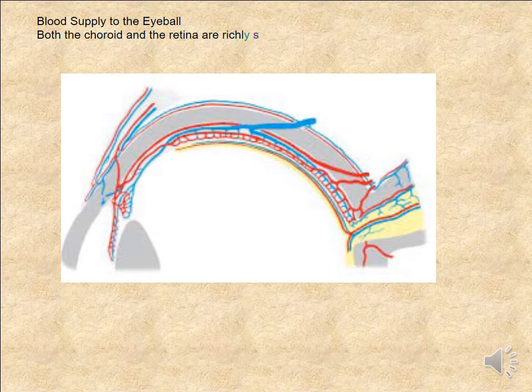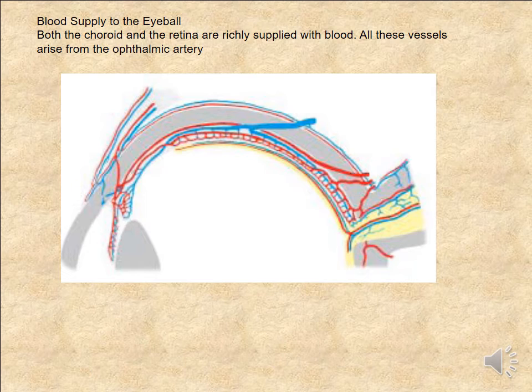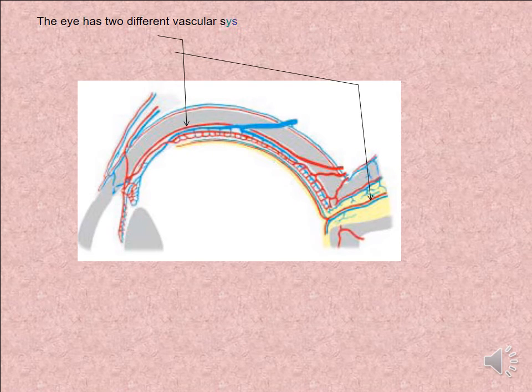The blood supply to the eyeball. Both the choroid and the retina are richly supplied with blood. All these vessels arise from the ophthalmic artery. In fact, the retina, because of its importance, was created with a rich blood supply. We have two different vascular systems, the ciliary artery and the central retinal artery. Both are branches of the ophthalmic artery.